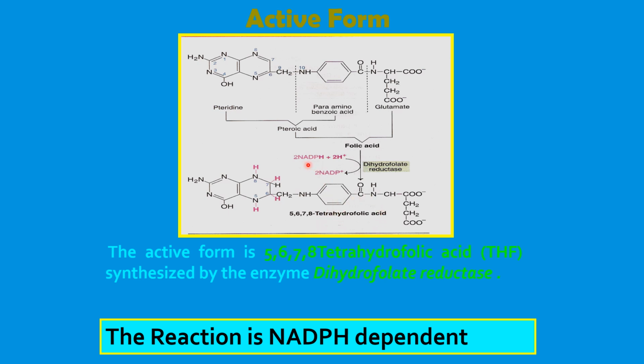Here you can see who is the donor of these hydrogens. You can see it's NADPH. We talked about it in the previous class. NADPH is the donor of hydrogens here, and electrons clearly, and now they are added to folic acid to give us our active form, tetrahydrofolic acid. So as we mentioned, this is an NADPH dependent reaction.